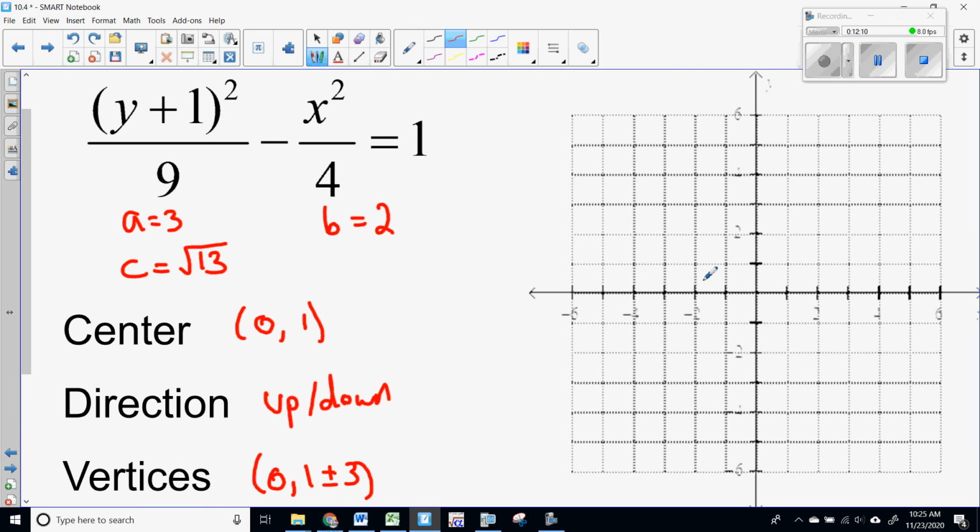My center is at 0, 1. In the y direction, I go up 3 and down 3. In the x direction, I go left 2 and right 2. Now my vertices, since this opens up or down, are here and here. Now, we draw the box, whether you make it solid or dashed, doesn't really matter. This box is not part of the graph. It just helps us to draw it. Now we draw the diagonals.